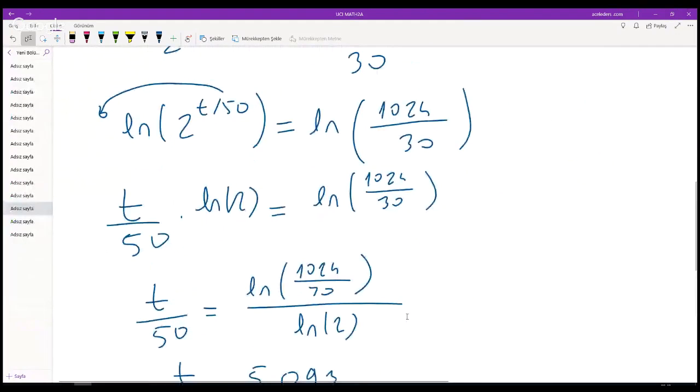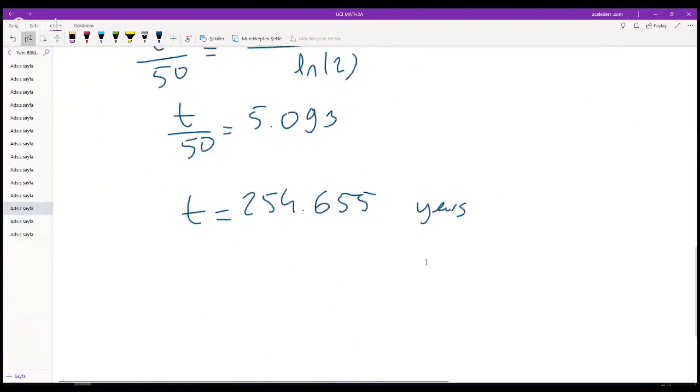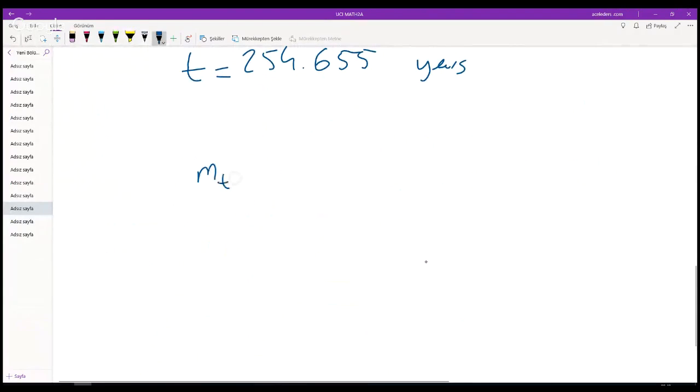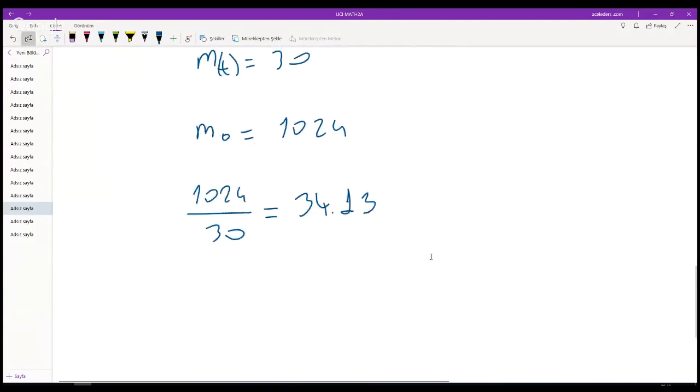So we have a half-life. We have the new mass as 30 milligrams, and the initial mass is 1024. So we have 1024 over 30, which is 34 times, let's say, 34.13 times smaller.